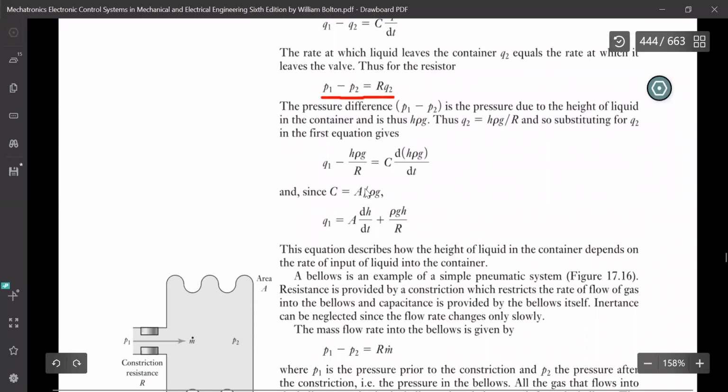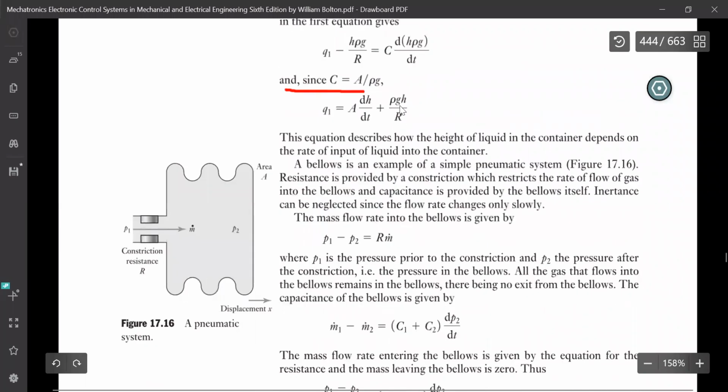And since C is equal to A by rho g, using all those formulas, we get Q1 is equal to A dH by dt plus rho g H by R. This equation describes how the height of the liquid in the container depends on the rate of input of liquid into the container.